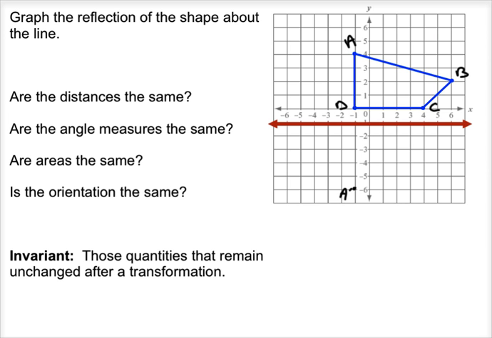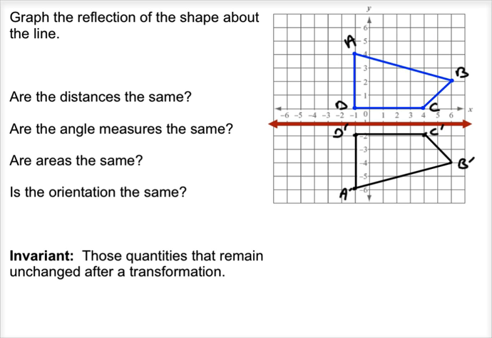And then go right around. Looking at point B is 3 above, so I need to go 3 below for B prime. C is 1 above, C prime is going to be 1 below. D is 1 above, D prime is going to be 1 below. And now I'll just connect them together to make my new shape. And I'll answer some questions.